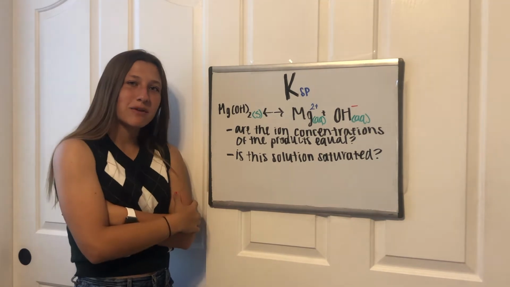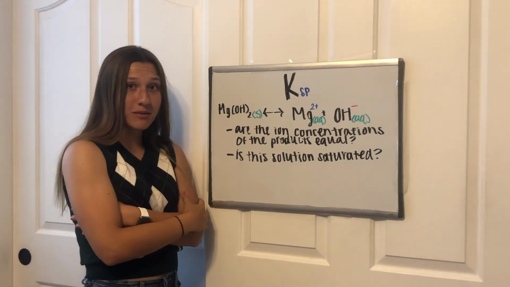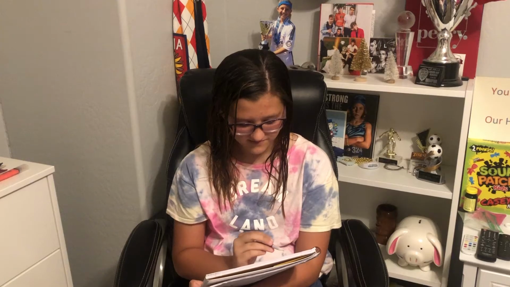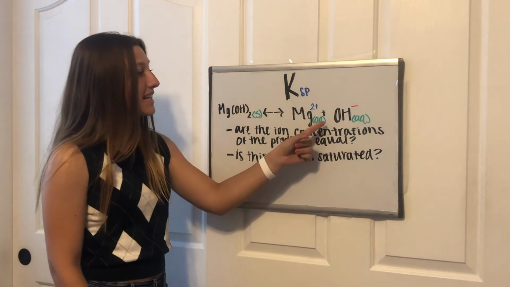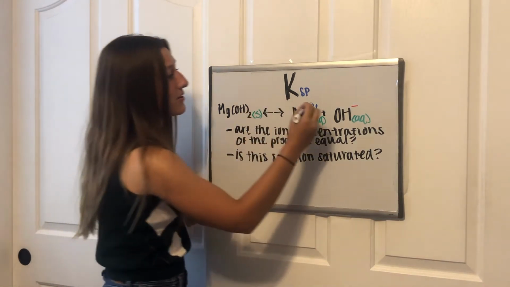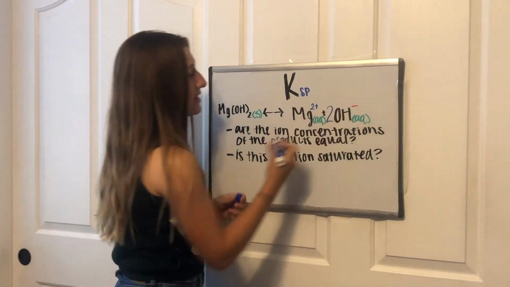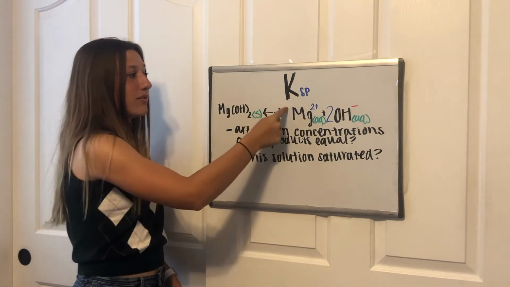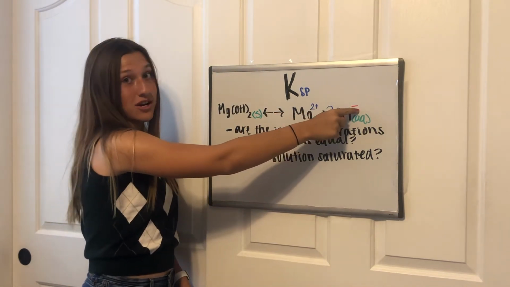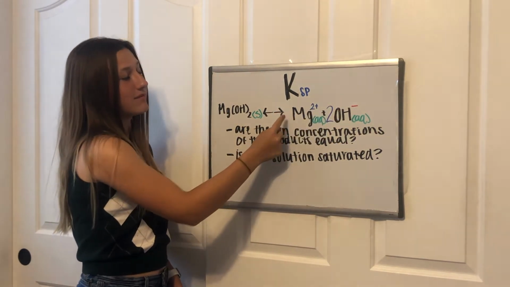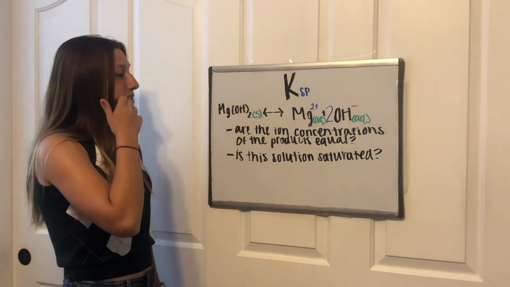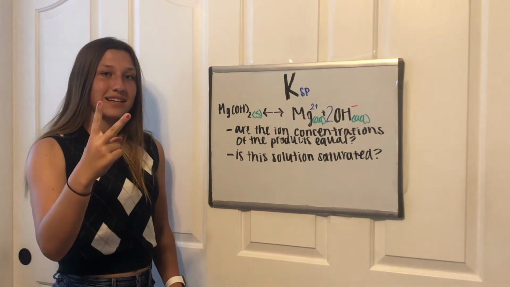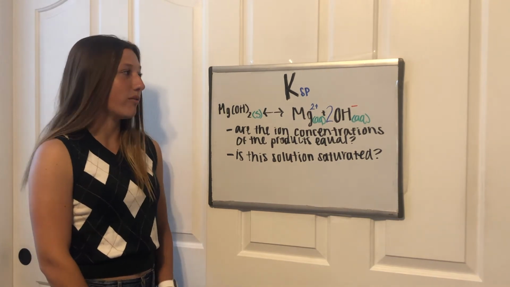Something doesn't seem right with this equation. Can you point out the mistake? I think you're missing a 2 up there. That's right. We're missing a 2 right here because of the cross charges. Now, we could put a 1 right here because of the 1 negative charge on the OH, but it's not really necessary.